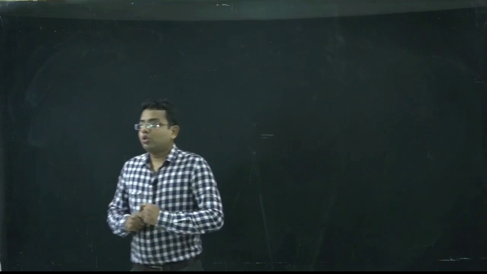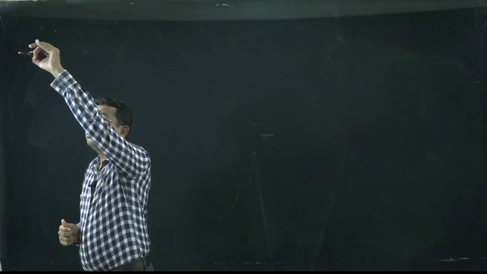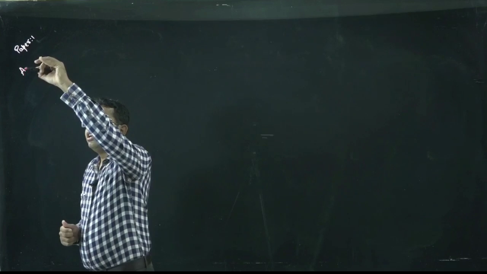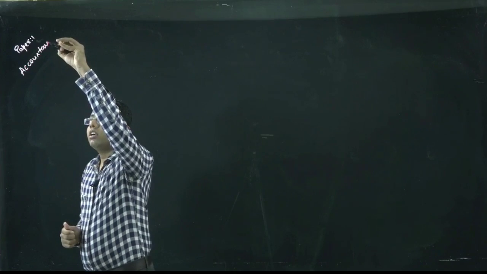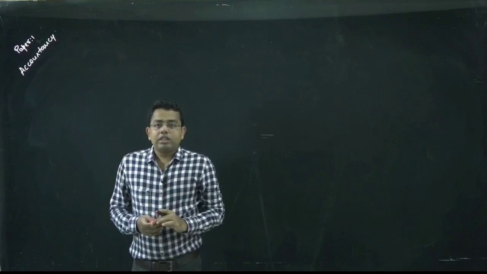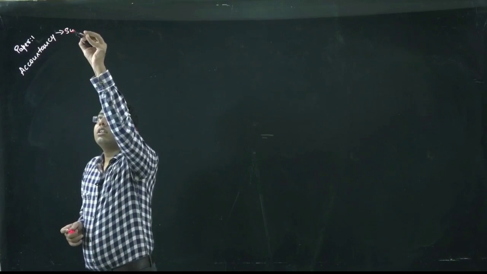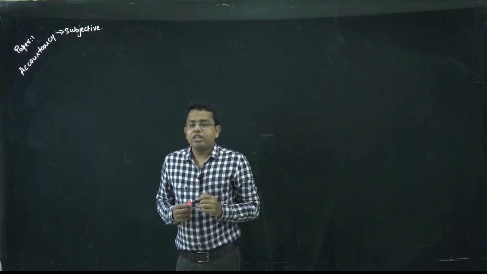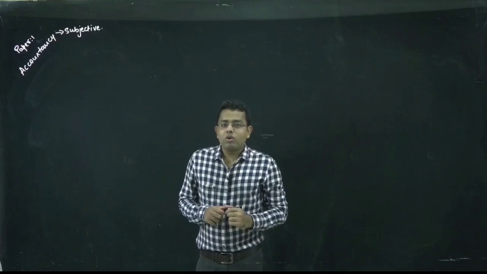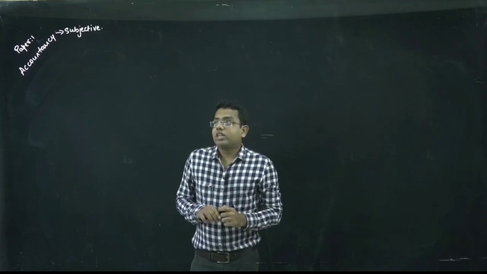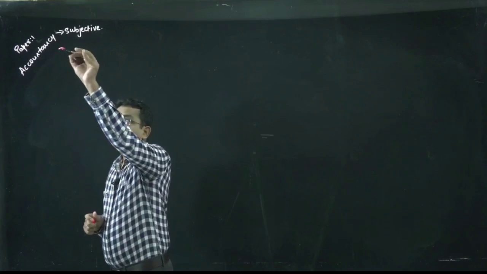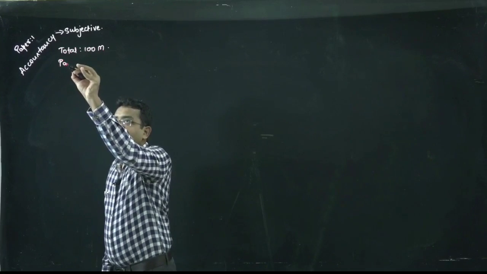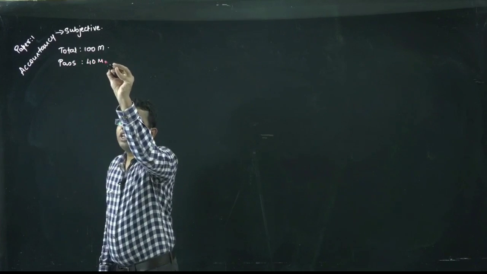See friends, as you all know, paper 1 of your foundation is your accountancy. This will be a 100 marks subjective paper. What do you mean by a subjective paper? That is, you need to write a detailed paper, as you are writing in your 12th standard, for a total of 100 marks, and the minimum passing marks required is 40 in each paper.